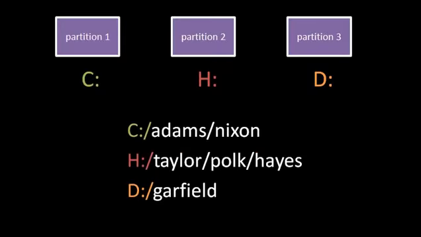If I have the file path C:/Adam/Nixon, well, that refers to the file or directory named Nixon, which is inside the directory named Adam, which is inside the root directory of the partition mapped to drive letter C, in this case partition 1.